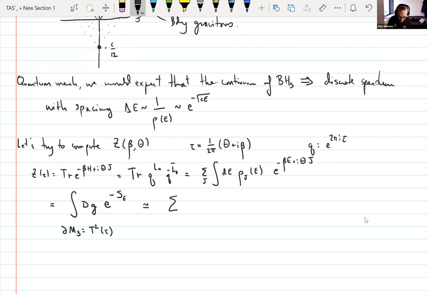What does that mean? That means that I'm going to try and find a set of classical solutions to the equations of motion of the theory. And then in the leading saddle point approximation, this is just going to be given by the exponential of the classical action of one of those saddle points. Okay.